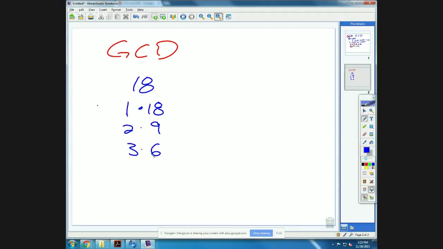Let's pick another number like, I don't know, 24. 1, 24, those are both divisors. 2, 12. What else do we have here? 3, 8, 4 times 6.